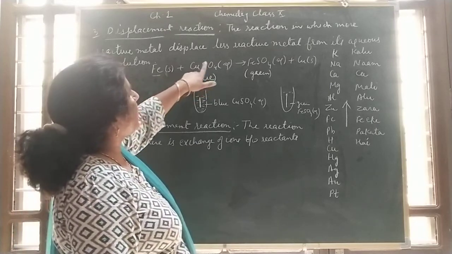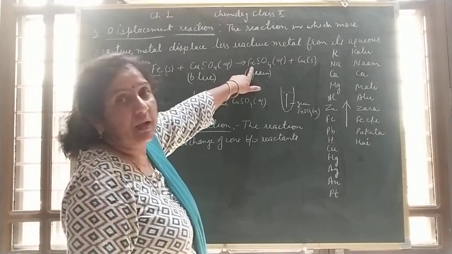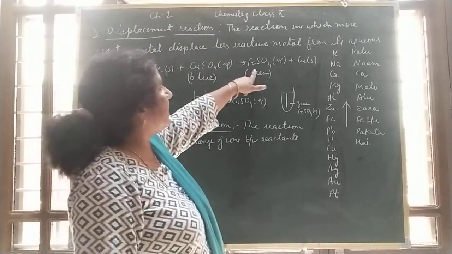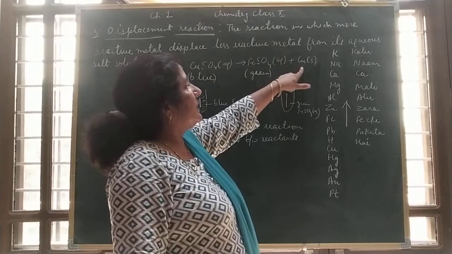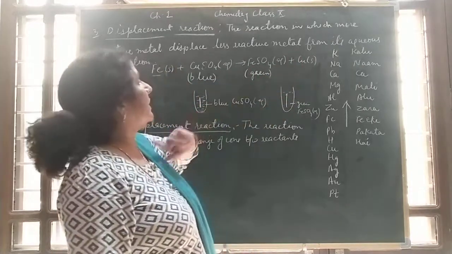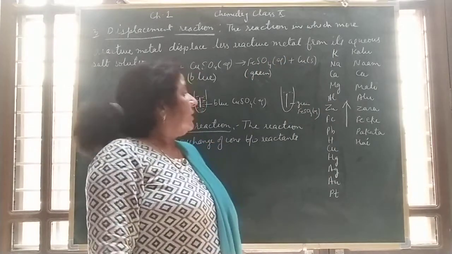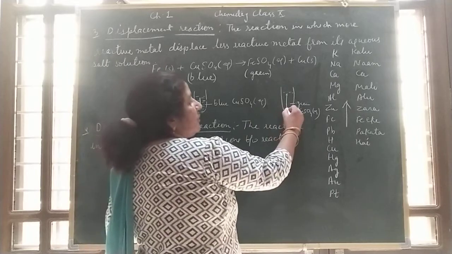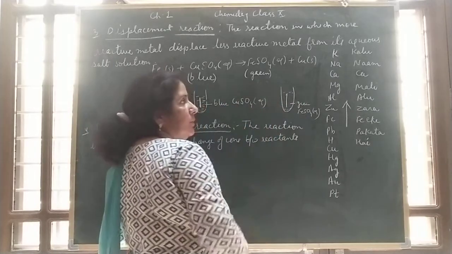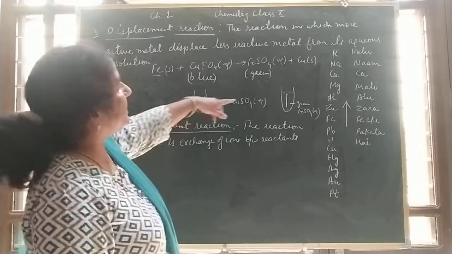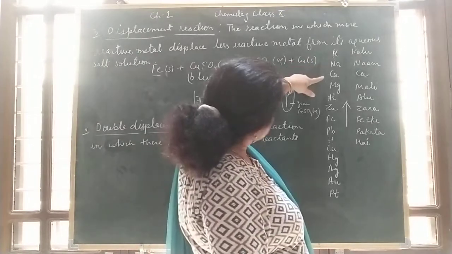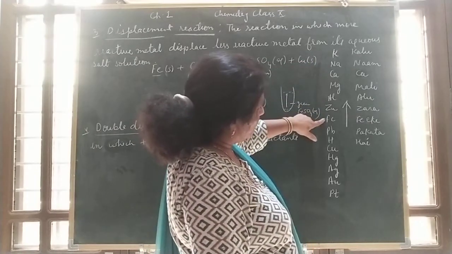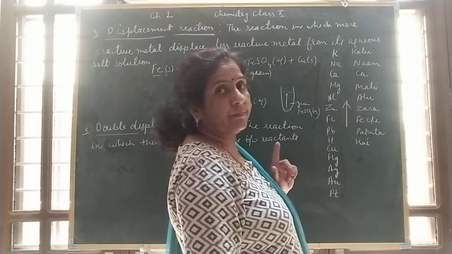In the place of copper, we write here iron. The solution becomes ferrous sulfate and copper separates out from here in the solid form. Some amount of copper gets deposited here and some amount of copper gets settled at the bottom. You can see here, where is iron? Here iron. Iron is more reactive than copper.